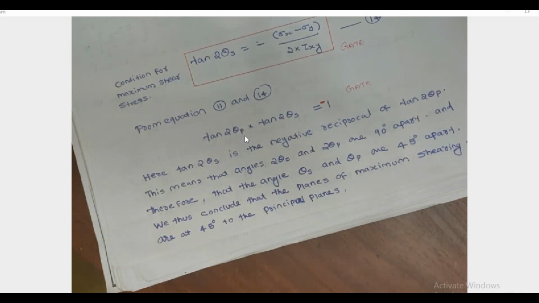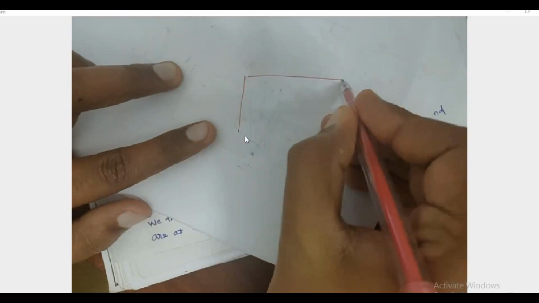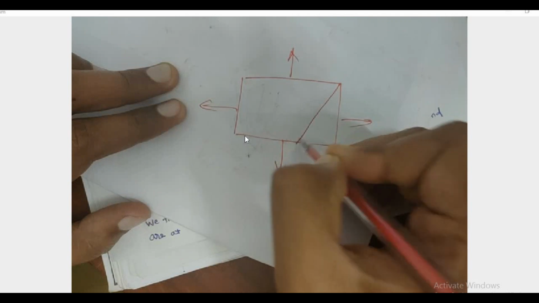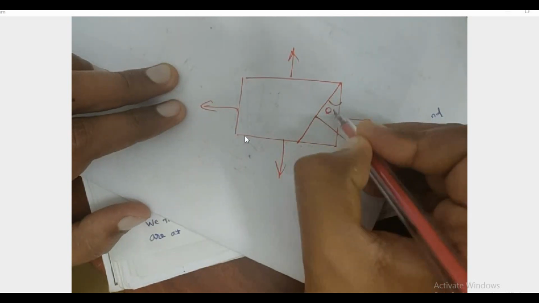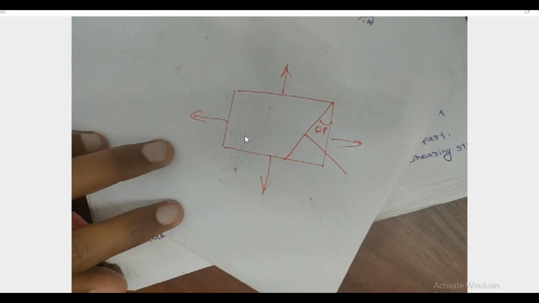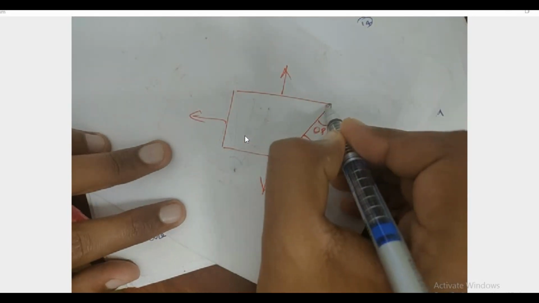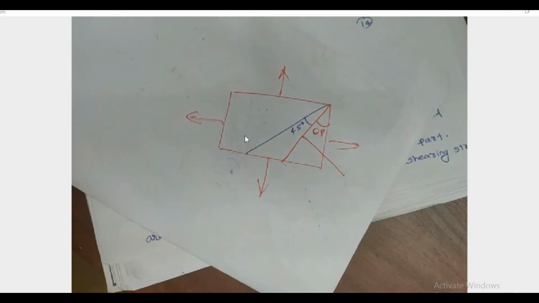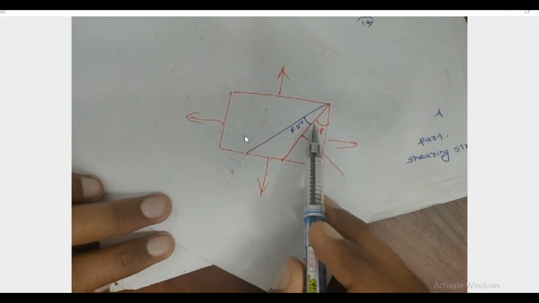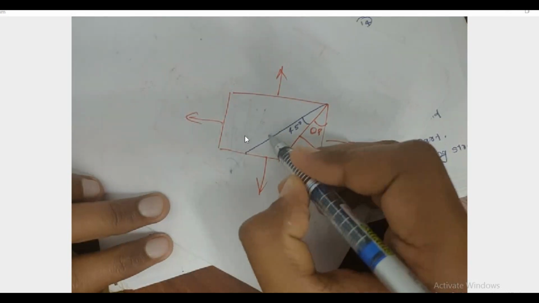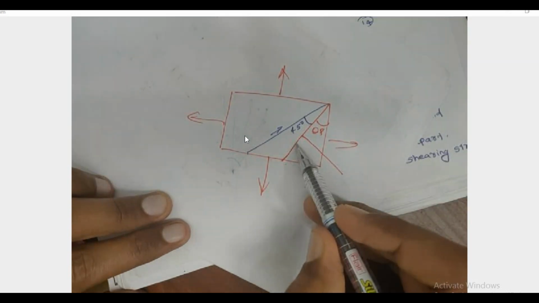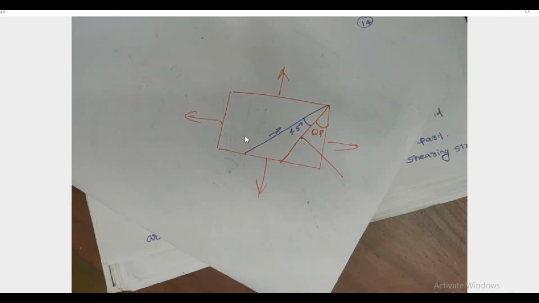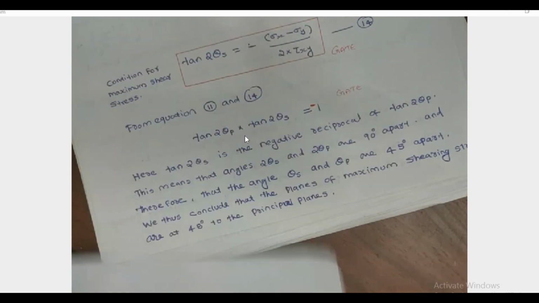So that means the plane of principal stress, that is the theta p angle, and the plane of maximum shear stress will be 45 degrees apart. This is the plane which contains maximum shear stress, and this is the plane which contains maximum normal stress or principal stress, and those two planes will be 45 degrees apart. That is the conclusion from this formula.